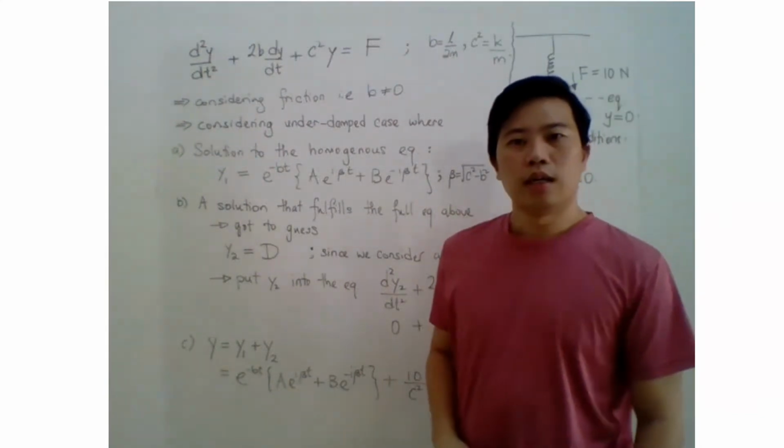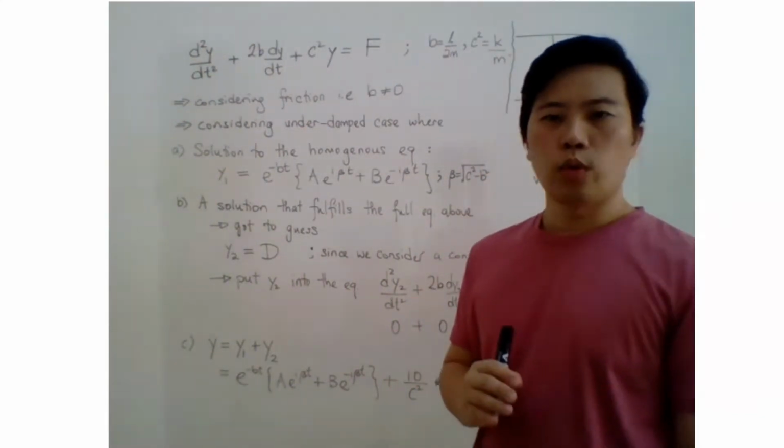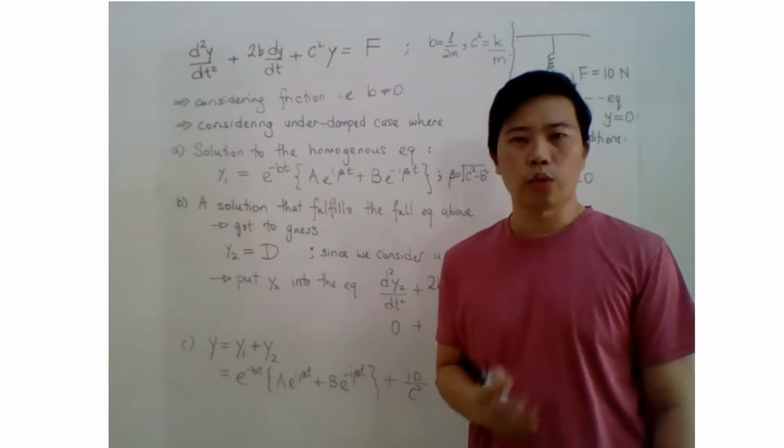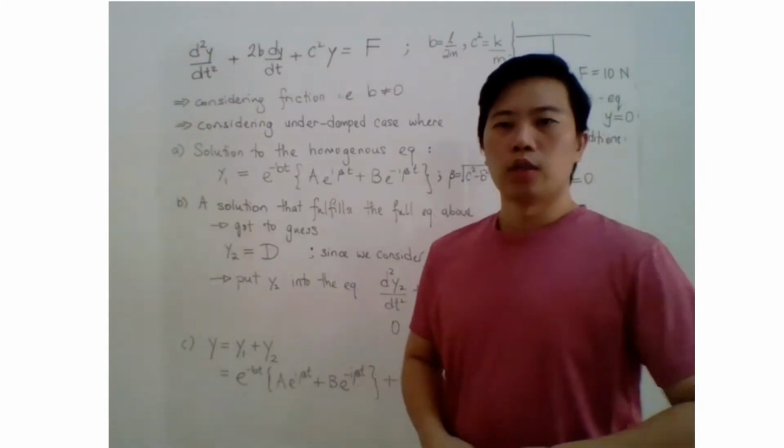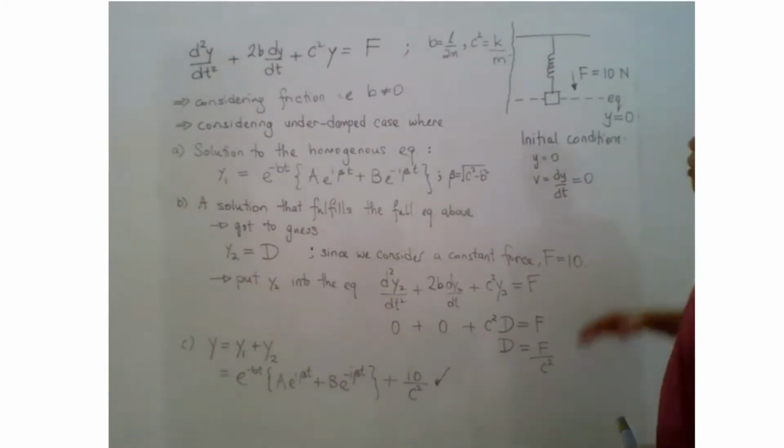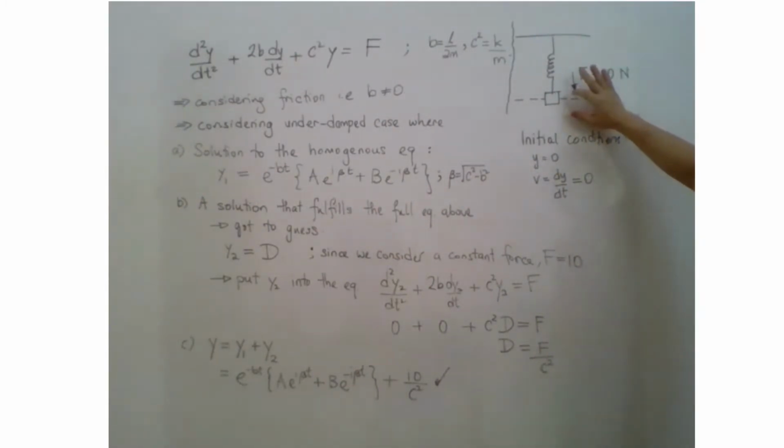Hello everyone. So today we are going to look into the case where you have harmonic motion with friction, and on top of that we are going to have a forcing function. So now let us look at the case where you have a spring, and there is an object which is attached to the spring over here.